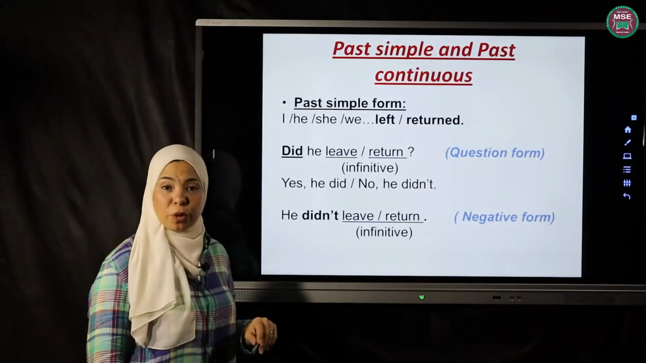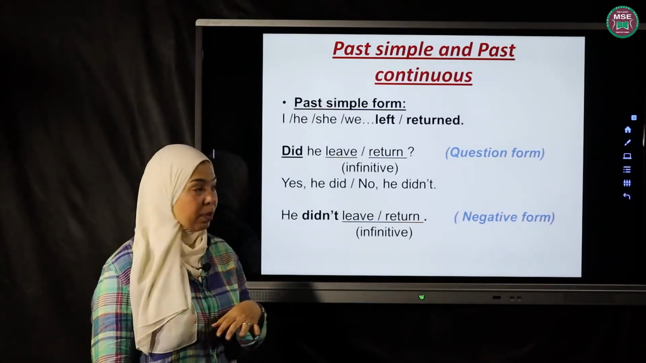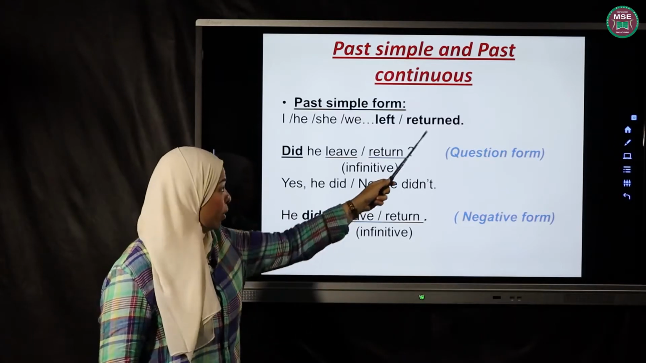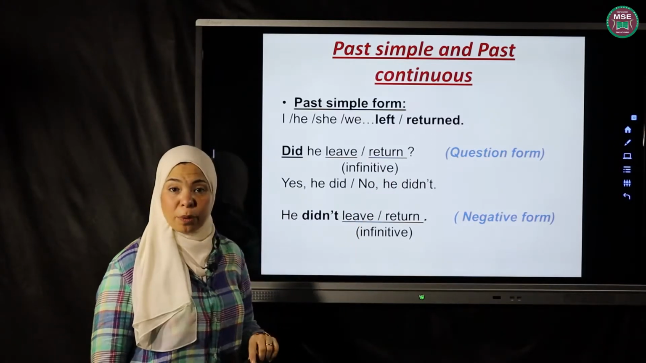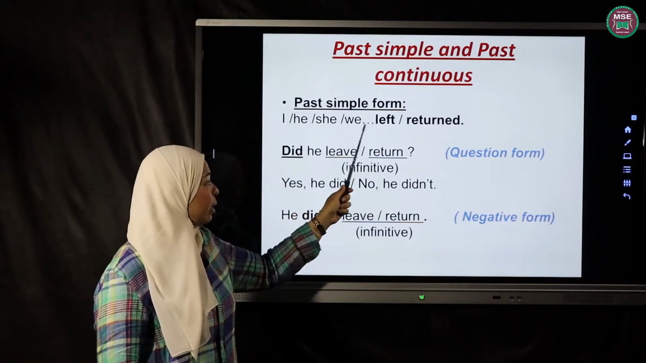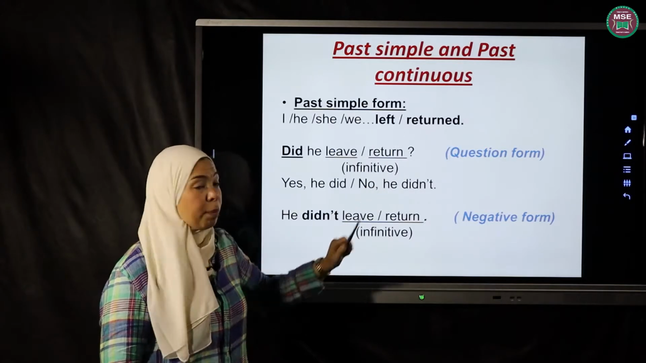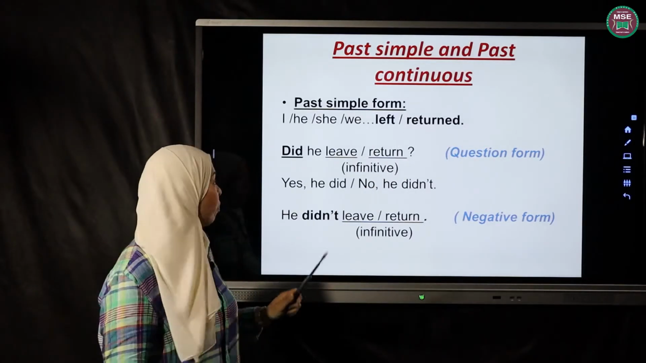The past simple form, as of course you know, is that we put the verb in the past form by putting ed at the end of the verb or changing the verb for the irregular ones. Like here, I, he, she, we left, which is the past form for leave. Returned, the past form for return.